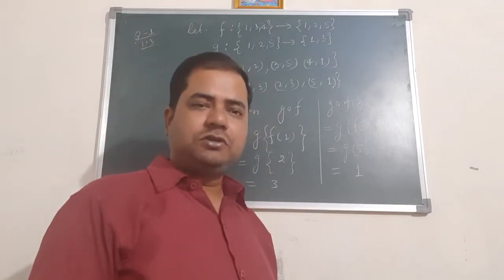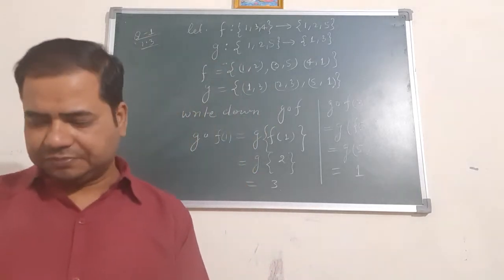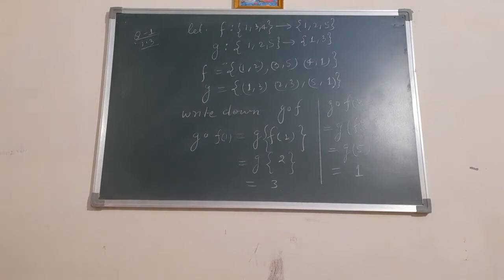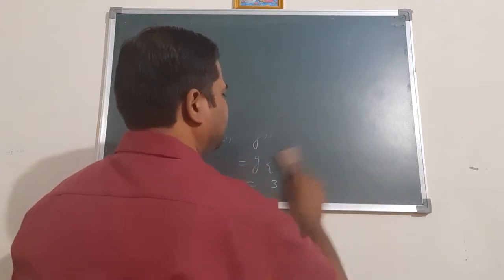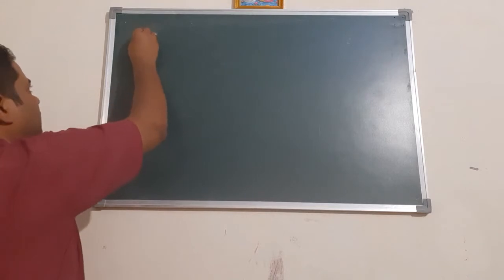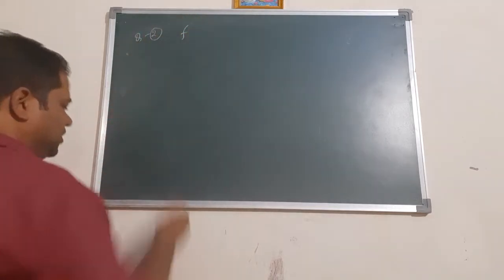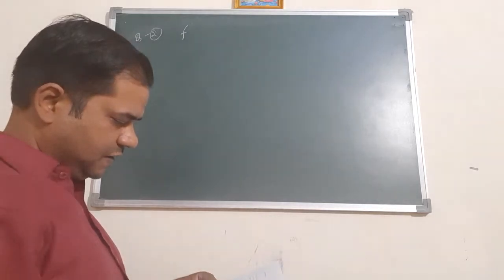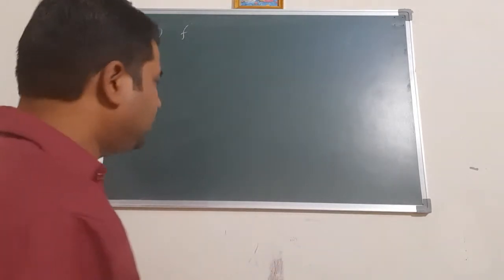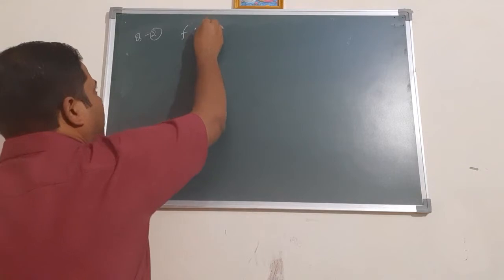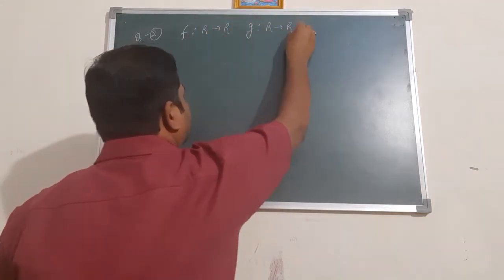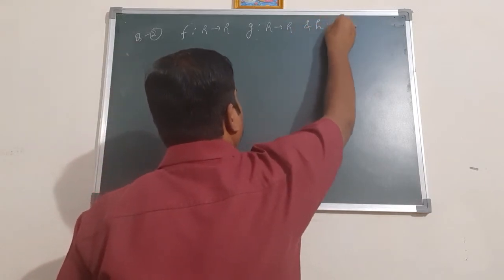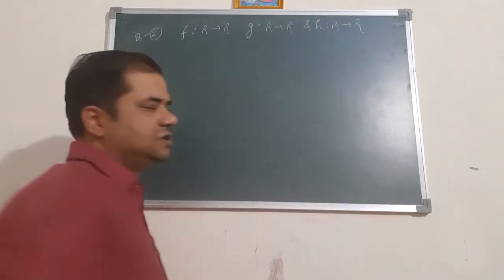Similarly, question number 2, this is also an easy question. Question number 2. f, g and h are functions from R to R, that means real number to real number. These are the three functions.